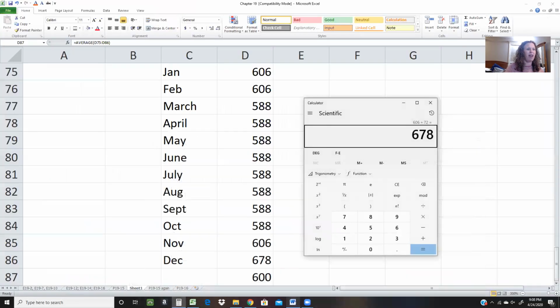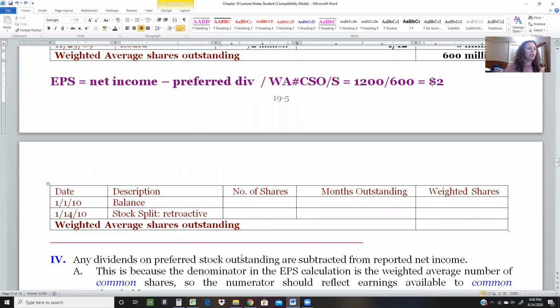And I actually saw that when I did it in Excel. And that's why I kind of like to do it that way. So 678 million shares is what I'm going to start with. And those shares are outstanding for the entire time.